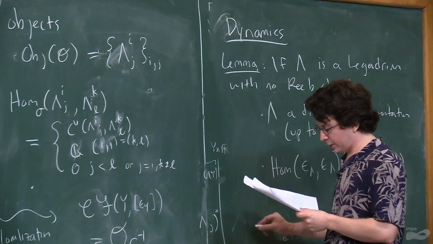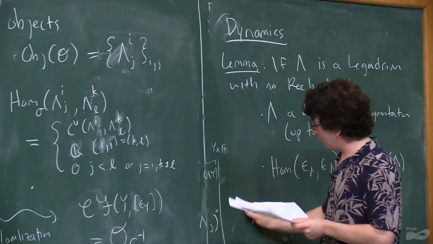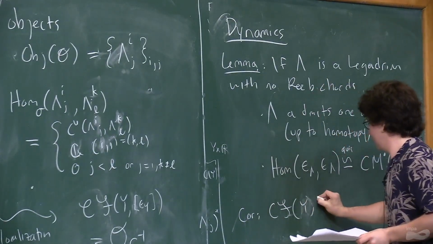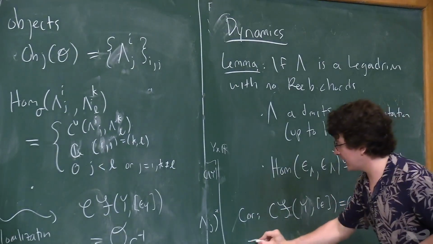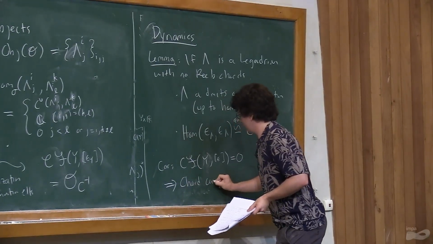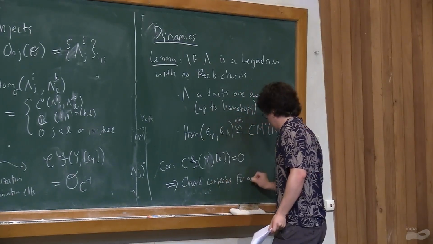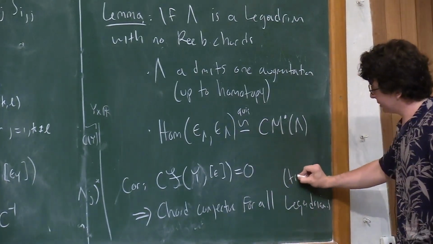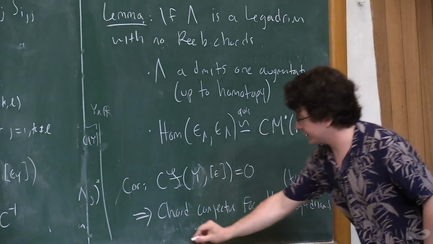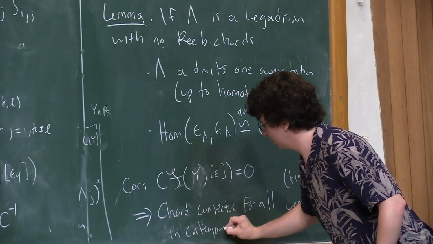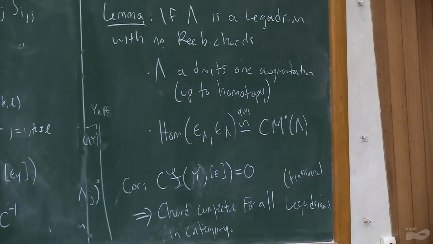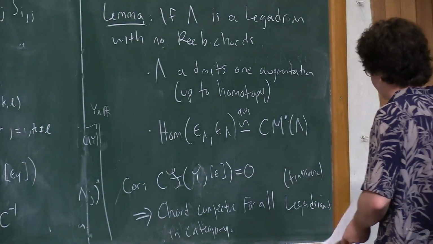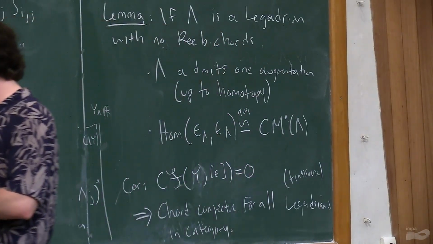Okay. So a corollary of this is that when this category is 0, then this implies the Chord conjecture for all Legendrians. I should really say transverse Legendrians in the category. What I mean by that is that if the category is 0, then no object can satisfy this, right? So that means every object in there has to satisfy the Chord conjecture.